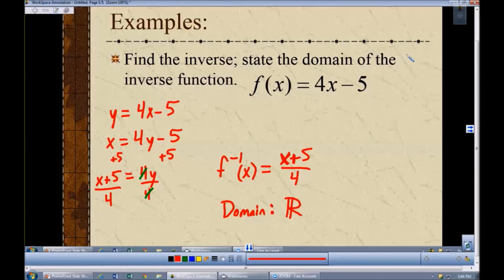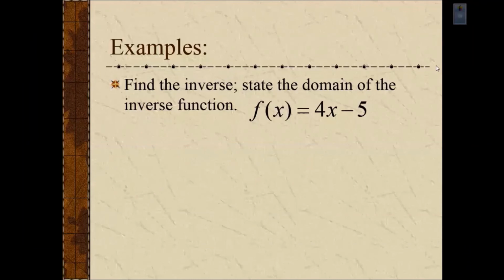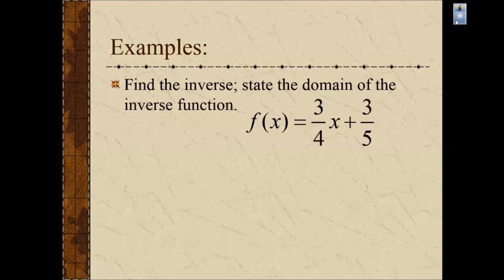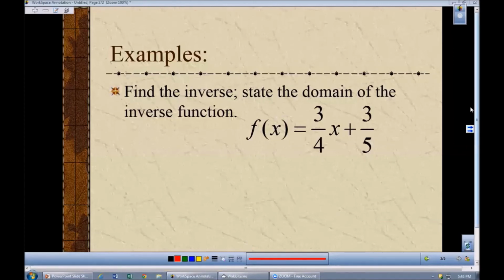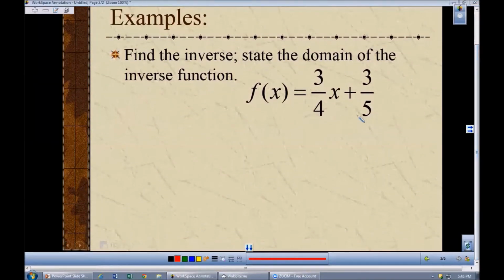Let's try another example. So our new example, f of x equals 3/4 x plus 3/5. This is a typical linear function here in the mx plus b form. Let's find the inverse of this function, and we'll follow the same process. First, replace f of x with y. Y is equal to 3/4 x plus 3/5.